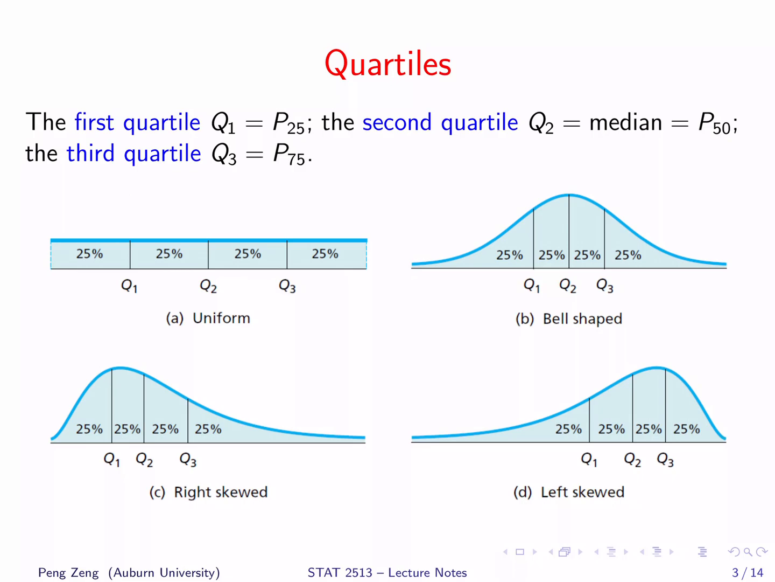The following 4 plots show the rough locations of the quartiles for different shapes of distributions. The 3 quartiles essentially divide the whole range of a dataset into 4 intervals. Each interval contains 25% of the data. For the uniform distribution, the 4 intervals roughly have the same length. In other situations, the intervals are shorter for the middle 50% of data, but are wider for the top 25% and the bottom 25% of the data.